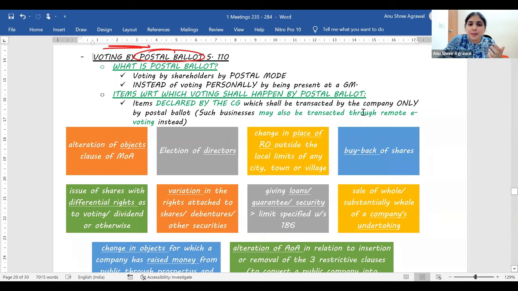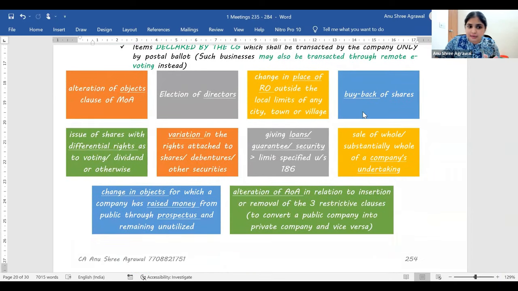Postal ballot will be mandatory only in these matters. Number one, if you want to alter the objects clause, or if you want to elect directors, if you want to change the registered office of your company from one city to another city, if you want to buy back shares, if you want to issue shares with differential rights, if you want to vary the rights, if you want to give loans more than a particular limit, if you want to sell a unit, a branch or an undertaking, if you want to change the objects for which you've raised the money. You've issued a prospectus and you've raised money saying you will use the money for steel business.